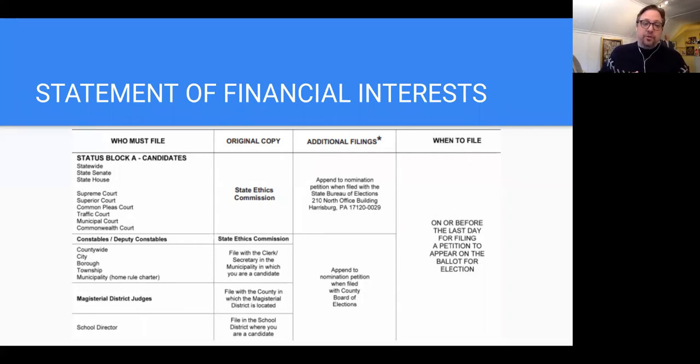So if you are, for example, running for Erie City Council, you would file this with Erie County, and then you would take a copy of your financial interest statement and file it with the clerk in the city of Erie at Erie City Hall. If you are running for a school board position in any school board in Erie County, you'll file your nominating petitions and your statement of financial interest at the Erie County Elections Office, and you will submit another copy of your statement of financial interest at the school district office, wherever that happens to be in the municipality where you're at.